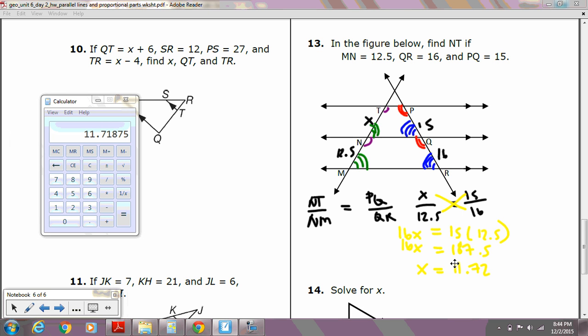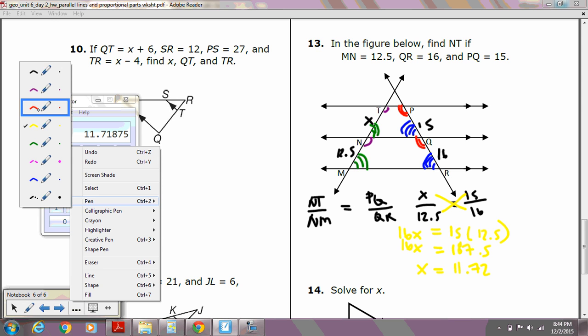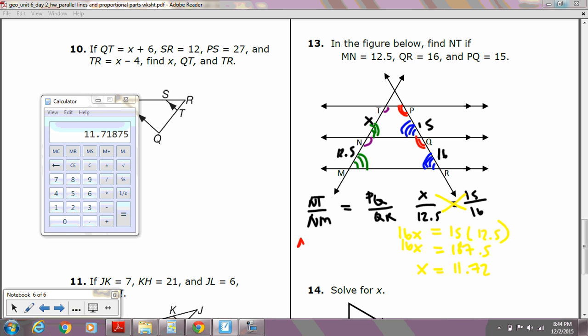And again, x represented the side we were looking for, which is NT. So at the end of the day, NT is equal to 11.72 approximately.